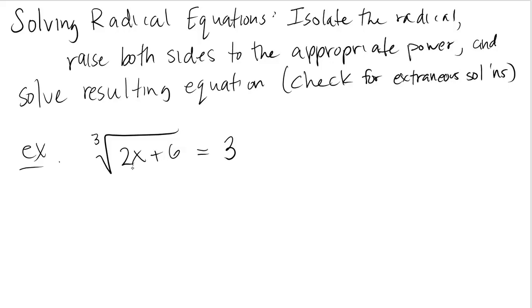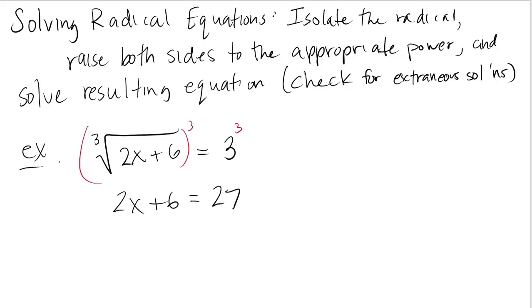We've got the cube root of the binomial 2x plus 6 is equal to 3. I want to get rid of that cube root. That's what's making this problem difficult to solve. Well, to get rid of the cube root, I'm just going to cube both sides. I'm just going to raise both sides to the third power. The point behind this is that when you cube the cube root, they undo each other, and I'm just left with 2x plus 6. And on the right side, I just get a number.